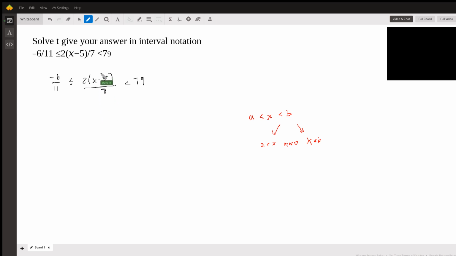So the first thing I want to do, basically the whole idea here, is to isolate the x. So the first thing I want to do to isolate that x is multiply by 7. I want to get rid of that 7. So I'm going to take the 7 and multiply it all the way through. So 7 times 6 is 42 over 11. And now when I multiply this by 7, the 7 goes away. It's kind of like peeling an onion. And then 79 times 7, my calculator gives me 553.